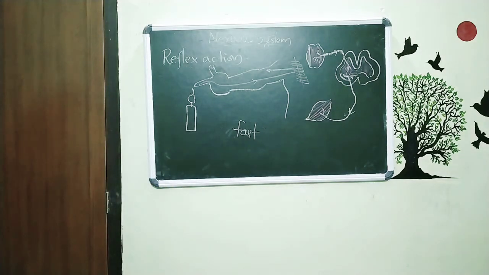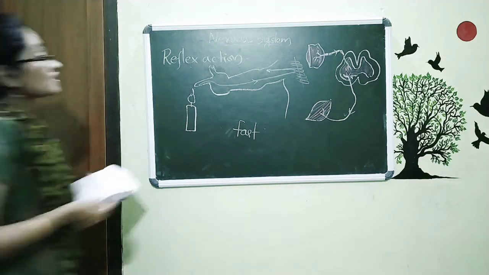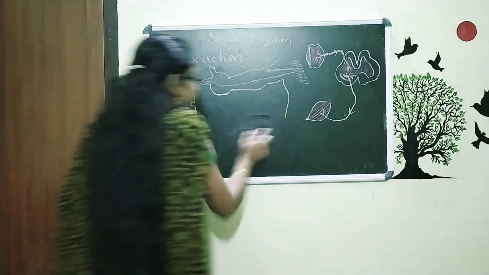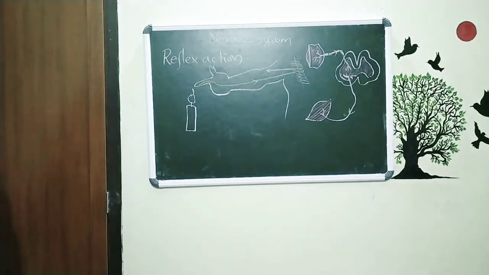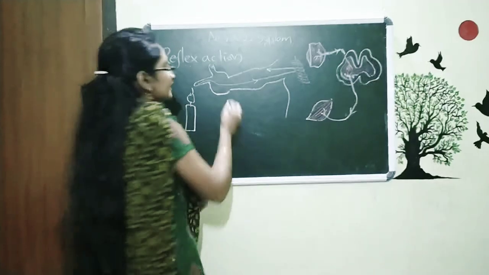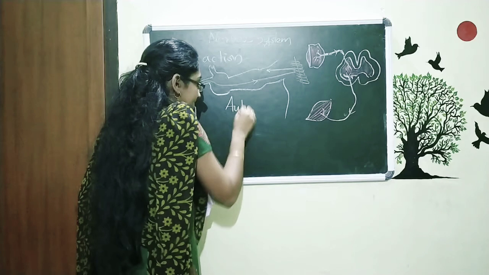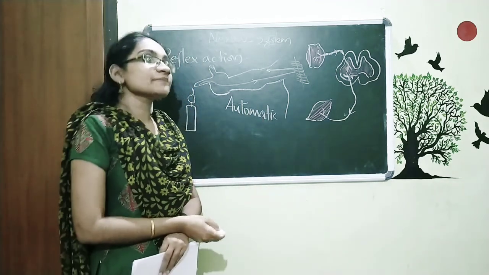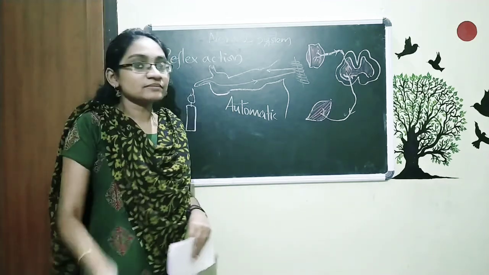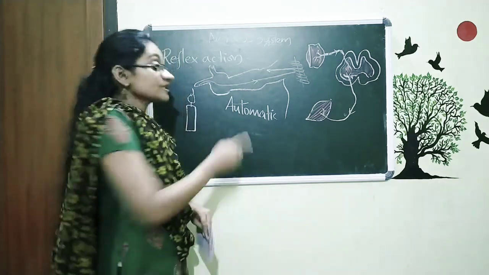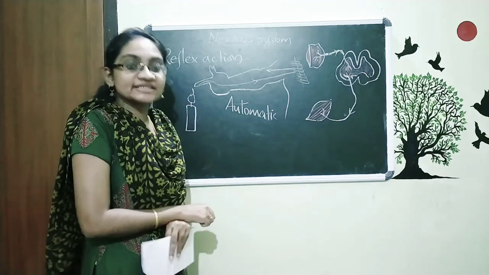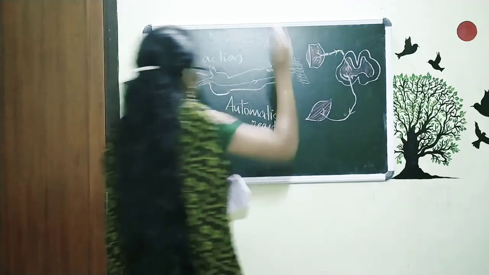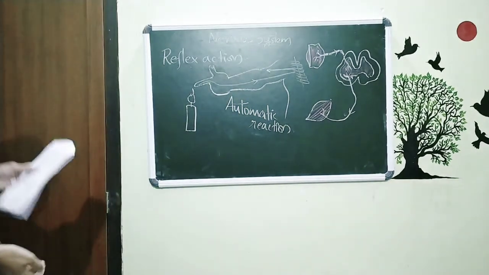First of all, we want to study the definition of this reflex action. What is this reflex action? We can say this action is an automatic reaction. That means I am not doing it by thinking. I am automatically putting out my hands. So we can say it is an automatic reaction.